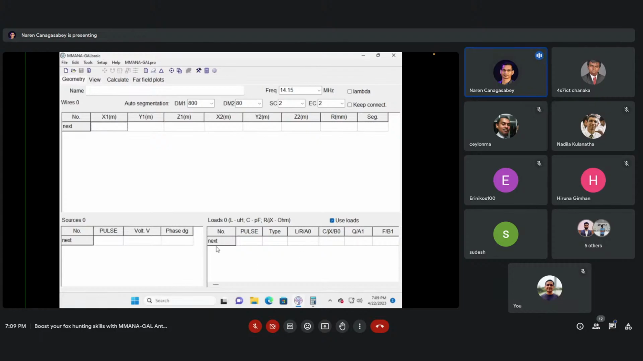So this we will not use today. This is specifically when adding loads. For instance, say if you're adding a trap or maybe an inductive element onto one of the elements of the antenna, the parasitic elements.